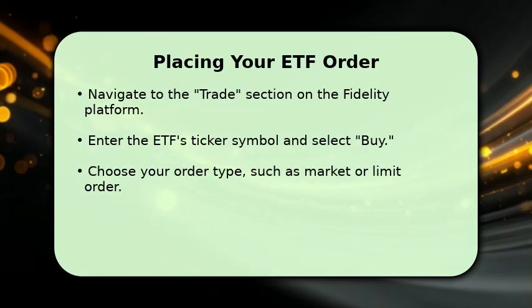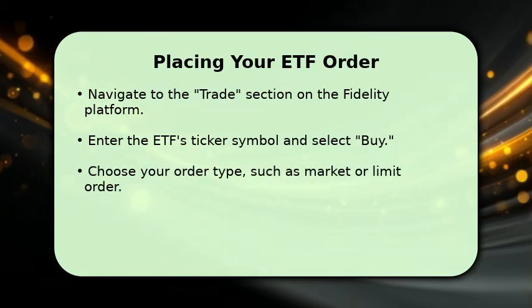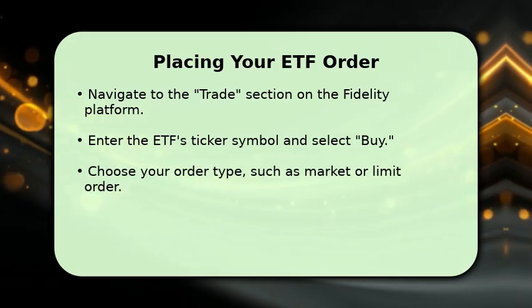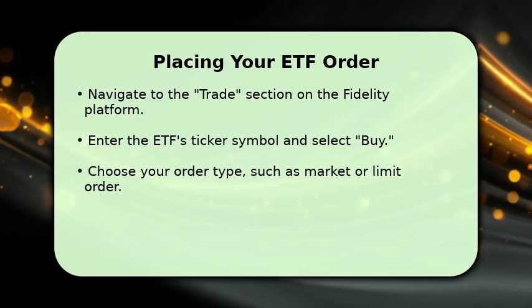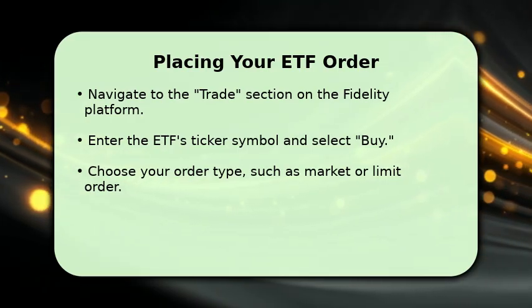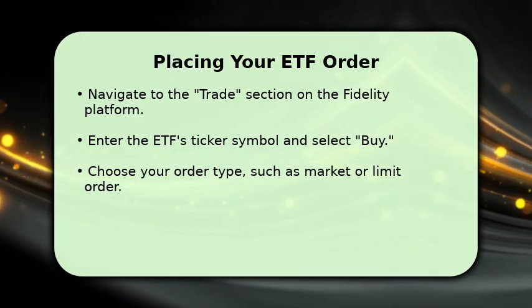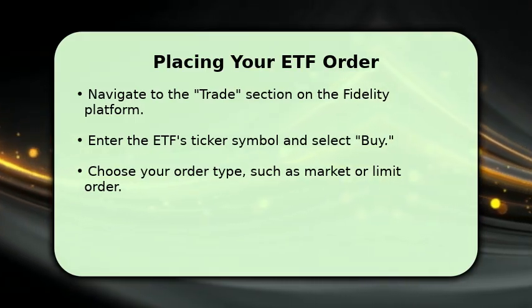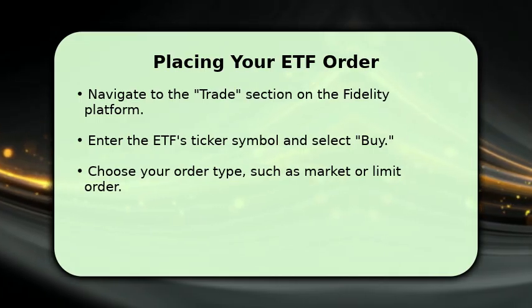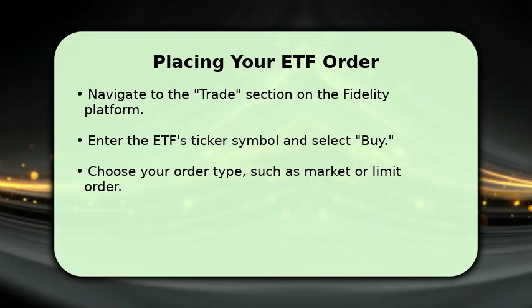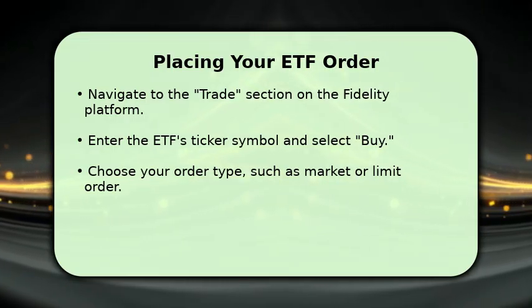Now let's place your order. From the Fidelity platform, navigate to the Trade section. Enter the ticker symbol of the ETF you've chosen and select Buy. You'll then need to choose an order type. A market order executes immediately at the current price, while a limit order allows you to set a maximum purchase price. Finally, specify the exact number of shares you want to buy. Double-check all details before proceeding.